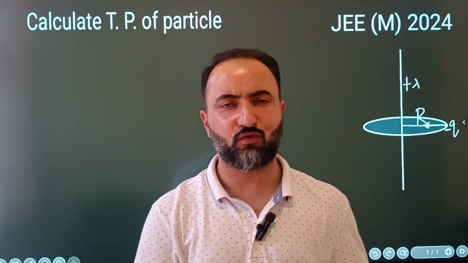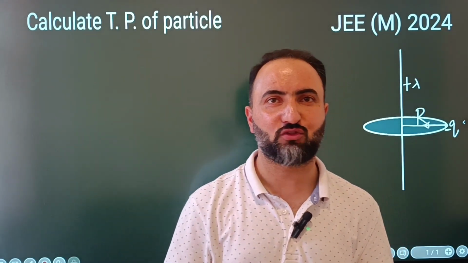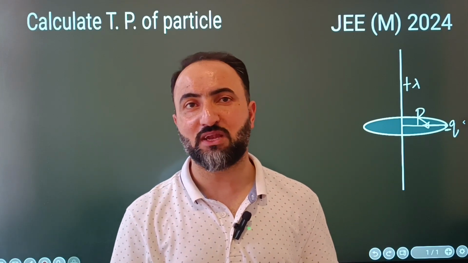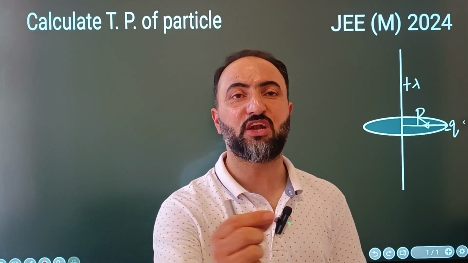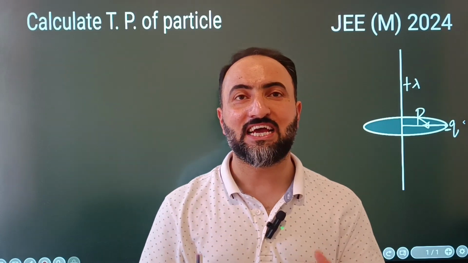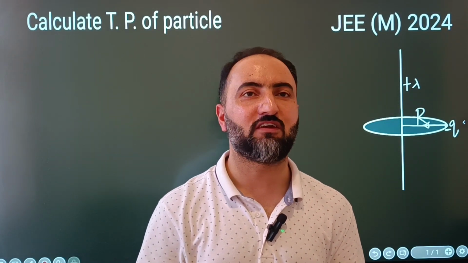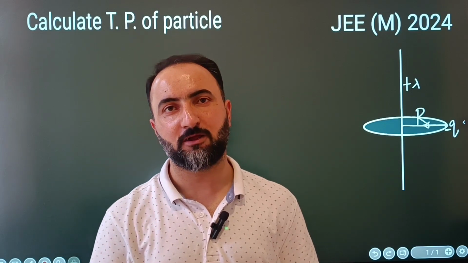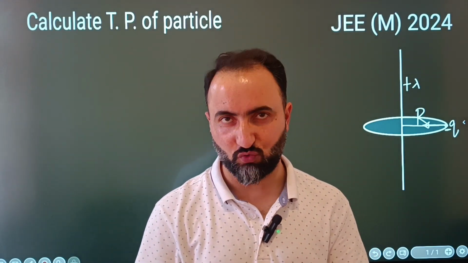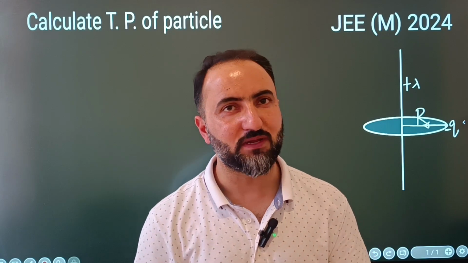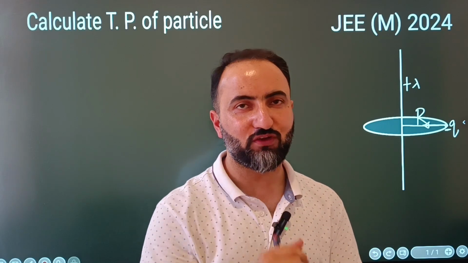Now first and foremost, how can we calculate the time period? First of all, you should know what the time period is. It's simply the time taken by the charged particle to complete one circle. When the charged particle completes one circle, the distance covered will obviously be the circumference, which is 2 pi r, and the speed of the particle is equal to v. So the time period will be equal to the circumference divided by the speed. So from that we have to calculate the speed.